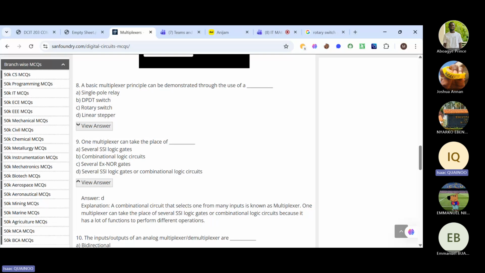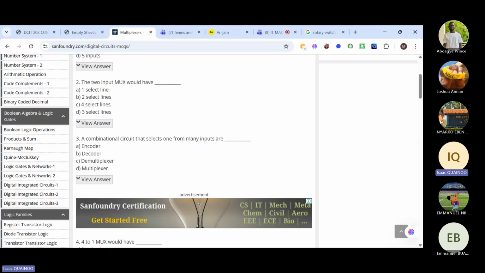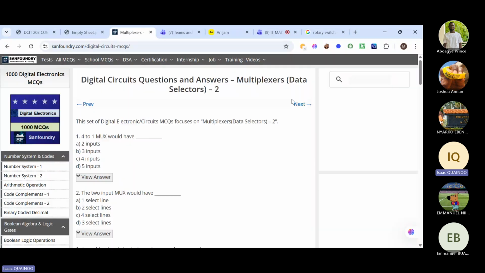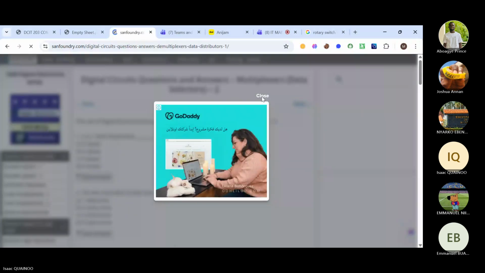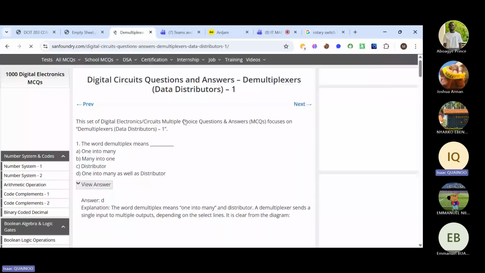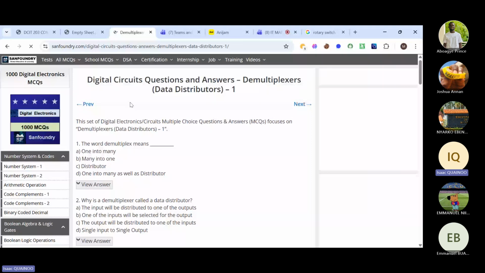I'm feeling very sleepy. Let's just finish with the third part. All right, so demultiplexers, we are at one and two. Let's finish with this.